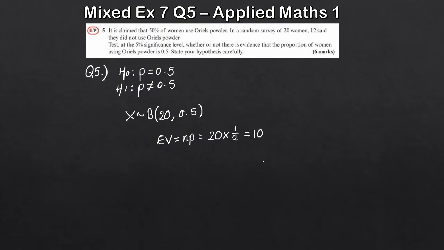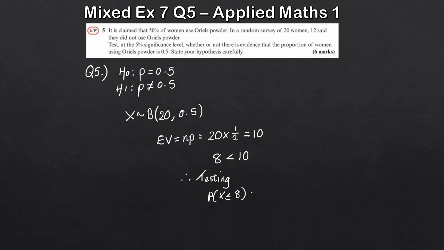So you've just got to be very, very careful here. This is one of those kind of trick questions. So 12 said they did not use the powder, but what we're actually testing here is whether they did use the powder. So our evidence isn't actually 12. Our evidence is 20 minus 12, so 8. So you've just got to be very, very careful for that. So what we're checking now is whether 8 is bigger or smaller than 10, which quite clearly 8 is less than 10. So in that case, we're testing the probability that X is less than or equal to 8.